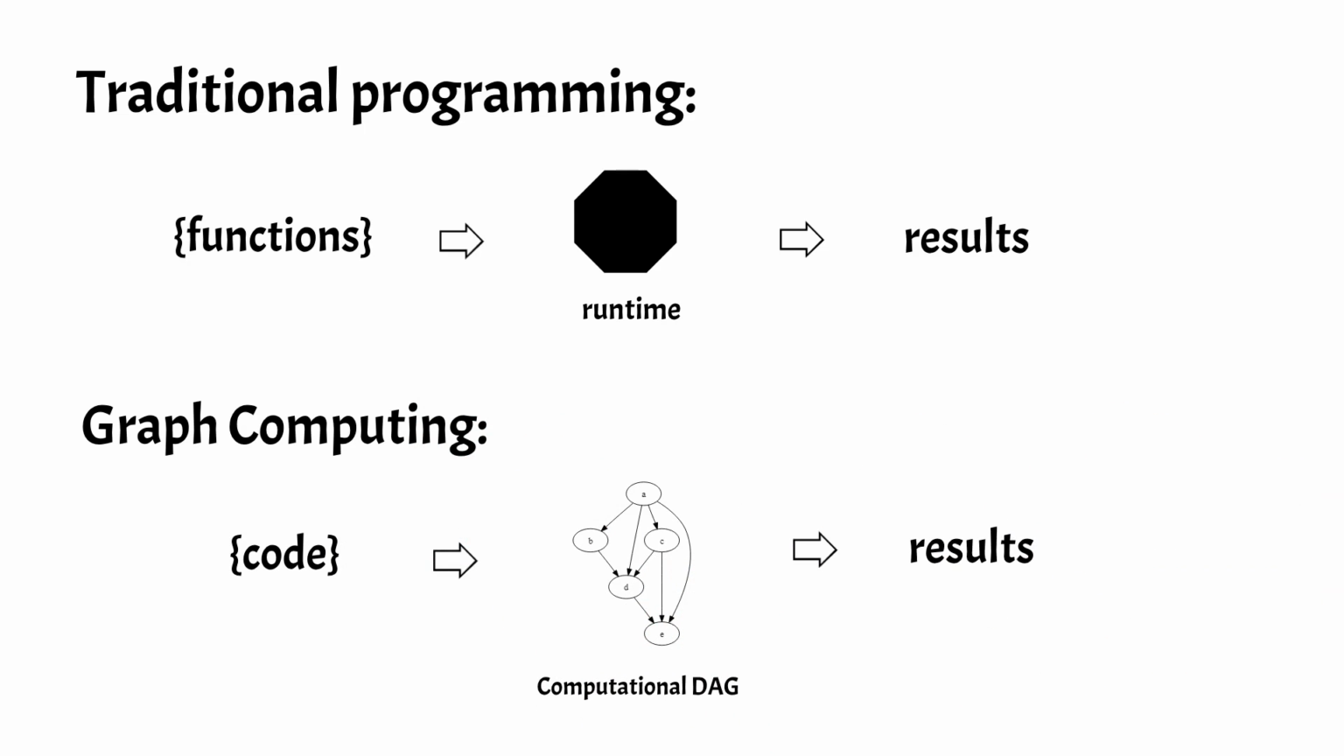In comparison, graph computing has an important intermediate step where the code is not directly executed by a runtime. Instead, a DAG representation of the program's execution is created first. Each node of the DAG represents a specific step of the program's execution. Then the DAG is executed by a graph runtime to produce the program's final output.